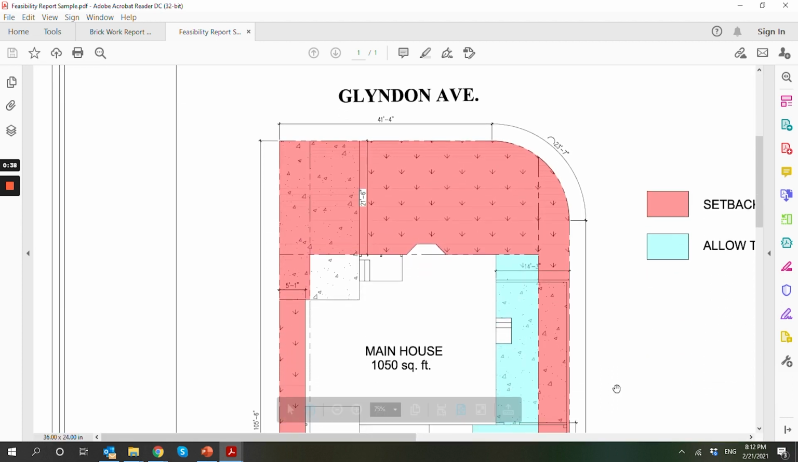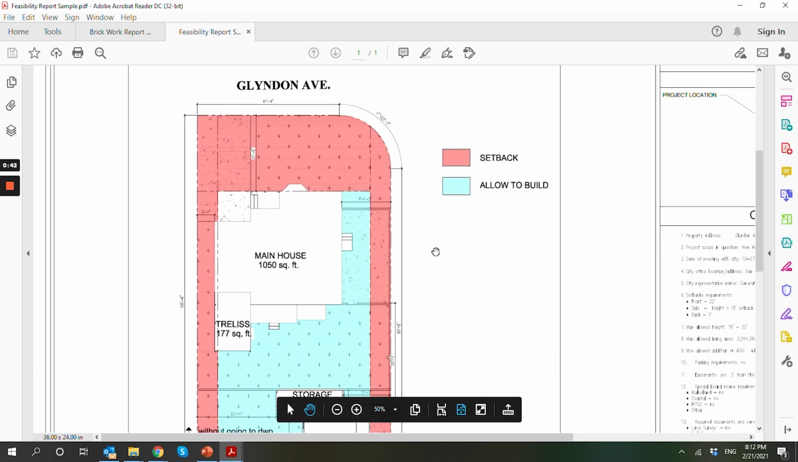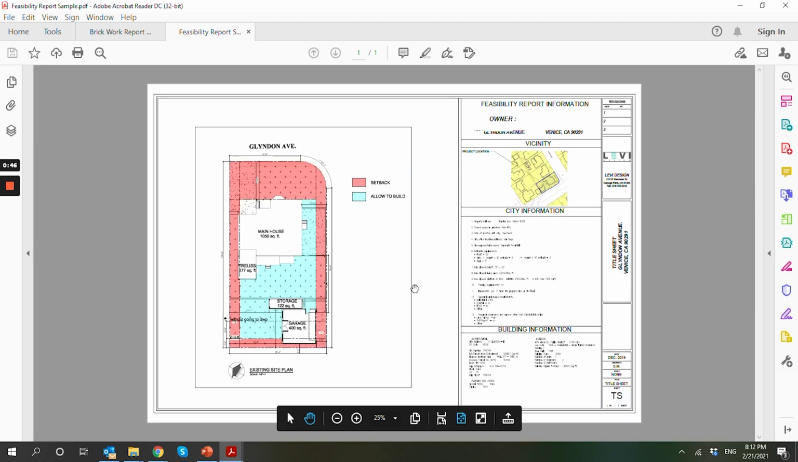The first thing is you want to get a sitemap for your property. A sitemap is basically going to show your lot shape and measurements. It's going to show everything that is on your lot. On this one specifically, you can see that there's the main house, there's a trellis over here, there's a storage here, and there's a garage over here.